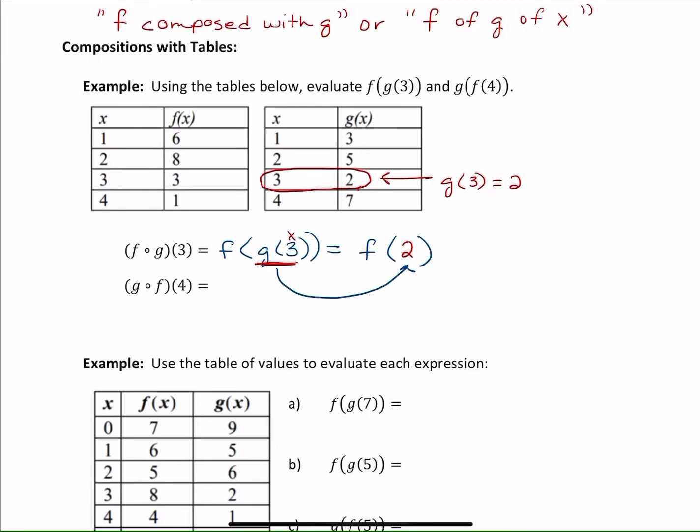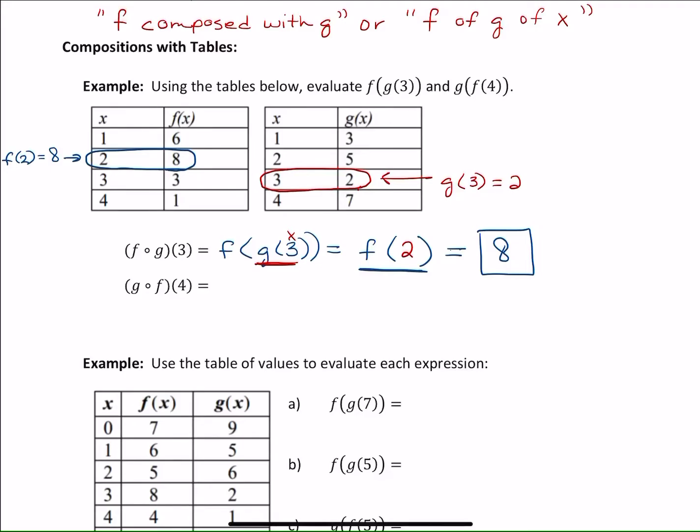Now, this tells me to find f of 2. So I move over to my f table, and at 2, I have the coordinate 2, 8. So here, this says that f of 2 equals 8. So my final answer here is going to equal 8. So f of g of 3, or f composed of g of 3, is going to equal 8. So basically work from the inside out.